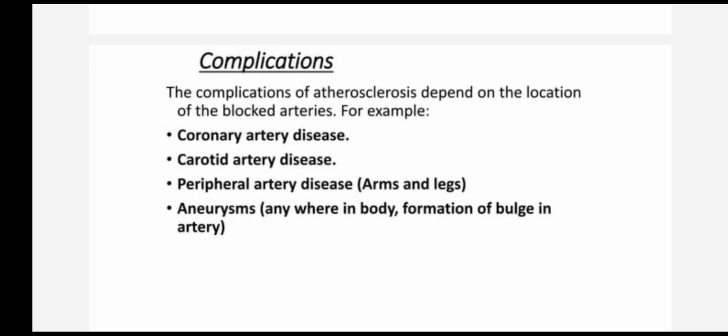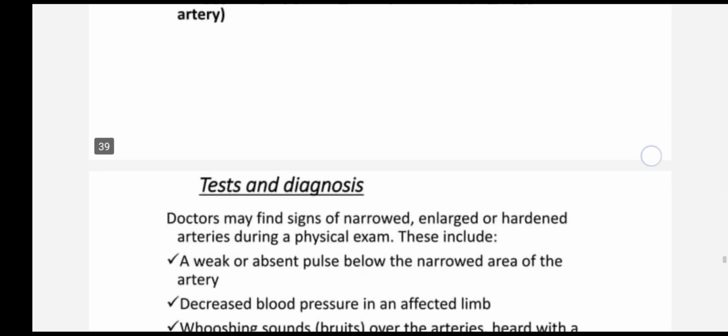Complications: the complications of atherosclerosis depend on the location of the affected arteries. For example, coronary artery disease, carotid artery disease, peripheral artery disease in the arms and legs, and aneurysm anywhere in the body, which is the formation of a bulge in an artery.